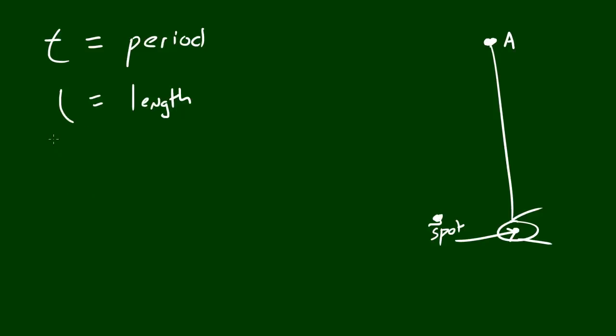And last but not least, you got G. And G, of course, symbolizes the gravity. So T is the period, or length of time it takes for the pendulum to complete one swing back and forth. L is the length of the pendulum from A to the G spot, and G is the gravity. So I probably shouldn't have named that G spot. It may confuse you guys.